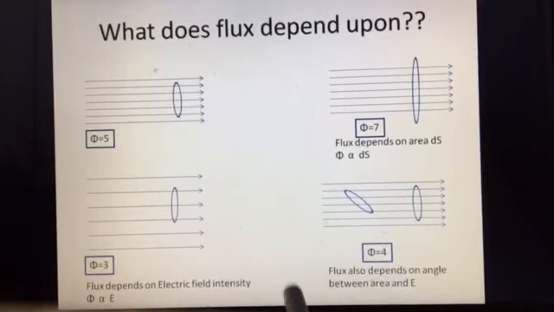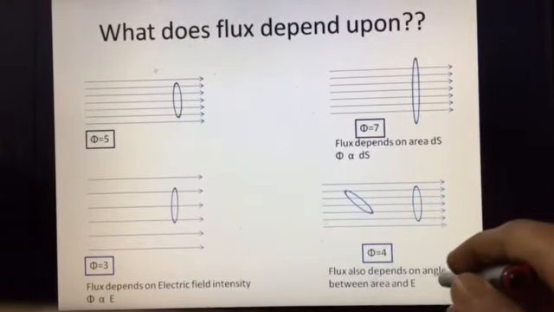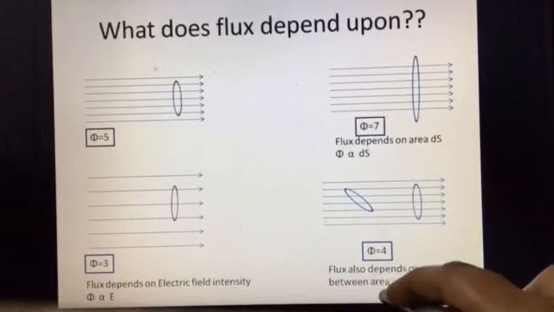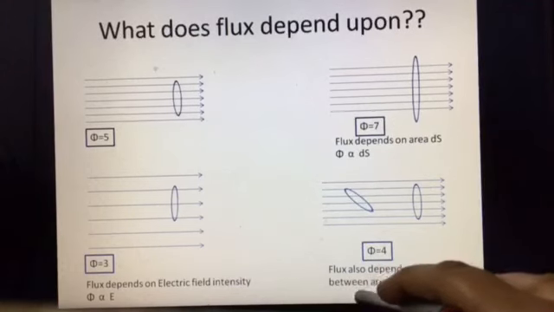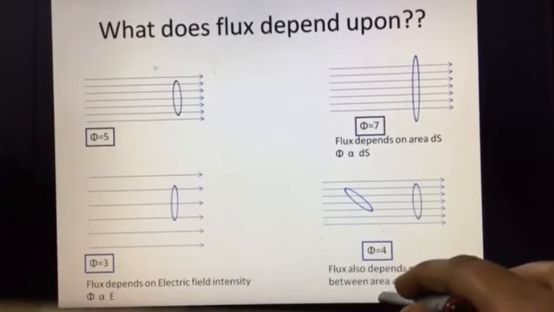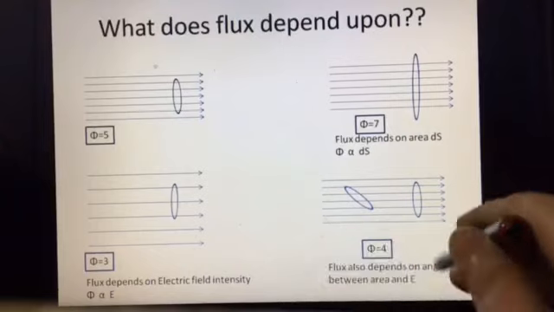So flux also depends on the angle between the area and the electric field intensity. What do we come to know? That the flux is depending on the angle between the area and E. So let's try to see what this means.